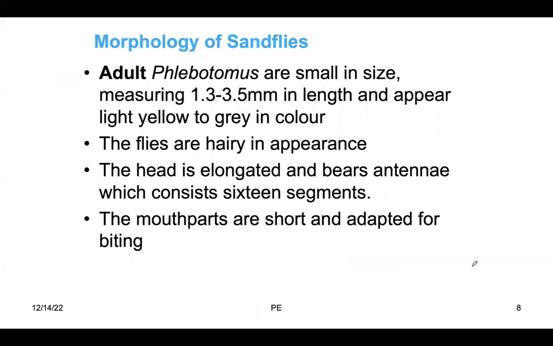Adult phlebotomines are usually small in size. They measure between 1.3 to 3.5 millimeters in length, and can go all the way up to 5 millimeters. They appear light yellow to gray in color, and the flies are usually very hairy in appearance. The head is elongated and bears an antenna, which consists of 16 segments. Mouth parts are short and adapted for biting.